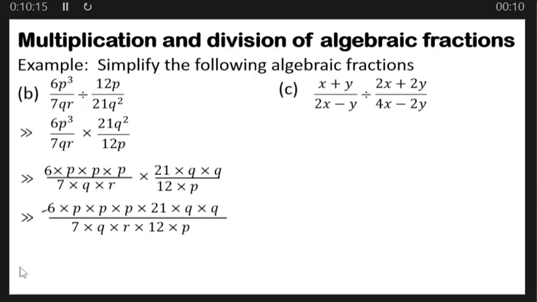Then the next step we are going to do is to cancel out or to divide what is common. So we know that 6 into 6 can go in itself once, and it can also go in what is at the bottom twice, which is 12. Then we are also going to say this p here can cancel with this other p at the bottom here.